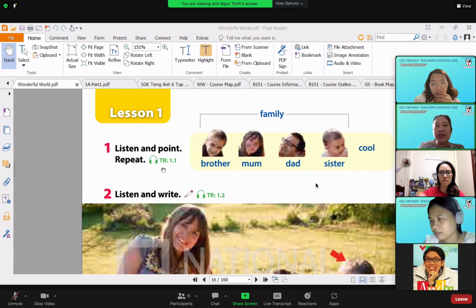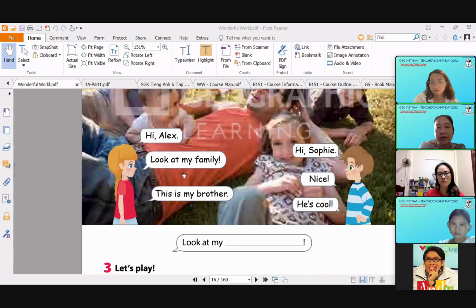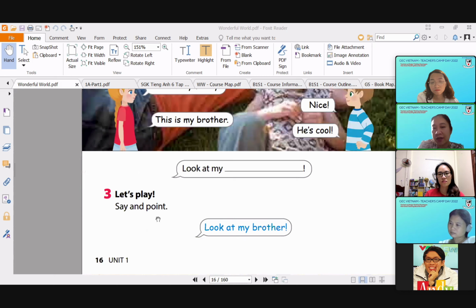Okay, listen and point and repeat. It's a very typical example of behaviorism. The teacher shows a model of listening and says listen and repeat, listen and point. They just show a model and then students follow the model. They learn from drill, from repetition, from doing, from modeling. So they listen, they write, they point, and they speak.